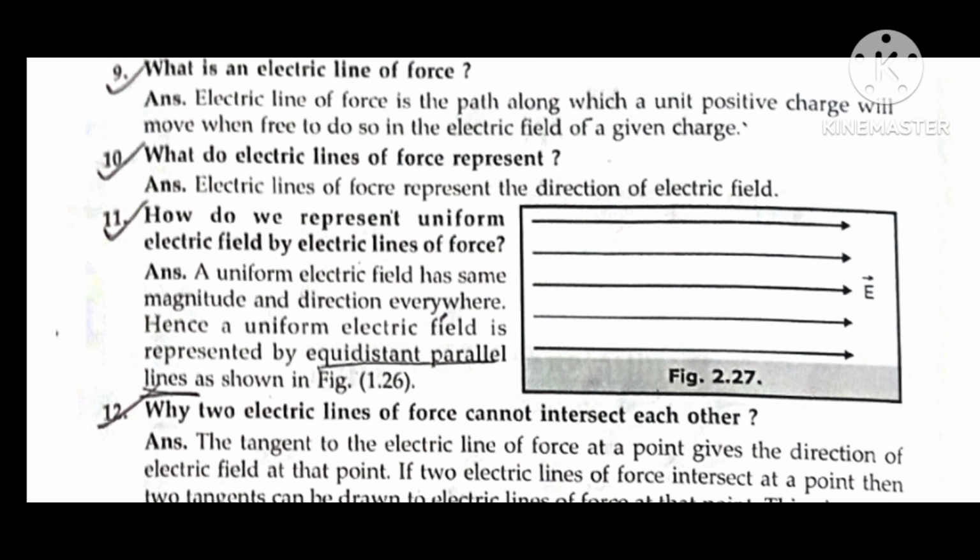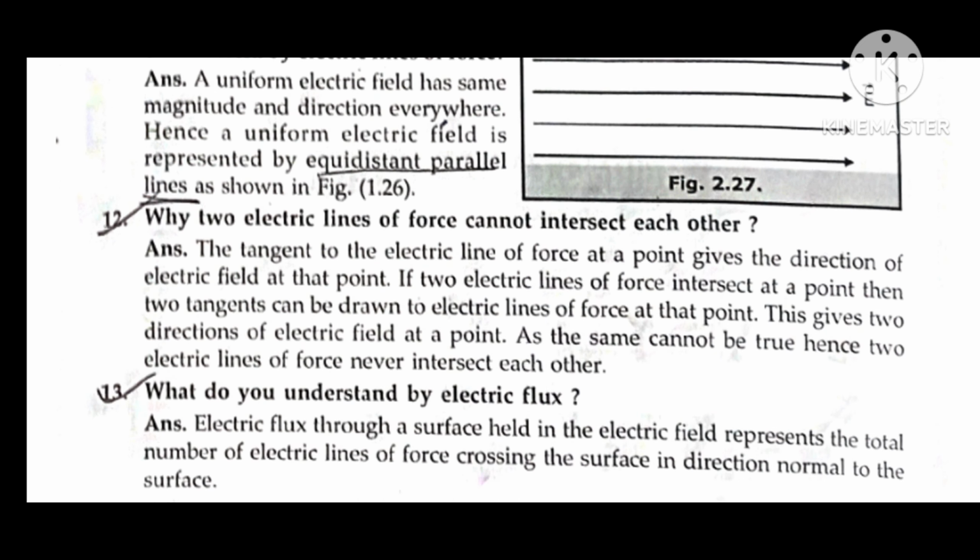How do we represent a uniform electric field by electric lines of force? A uniform electric field has the same magnitude and distribution everywhere. Hence, a uniform electric field is represented by equidistant parallel lines.